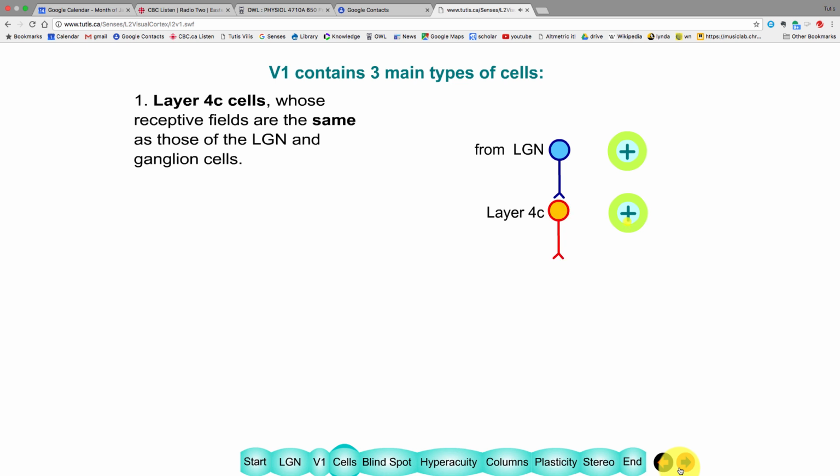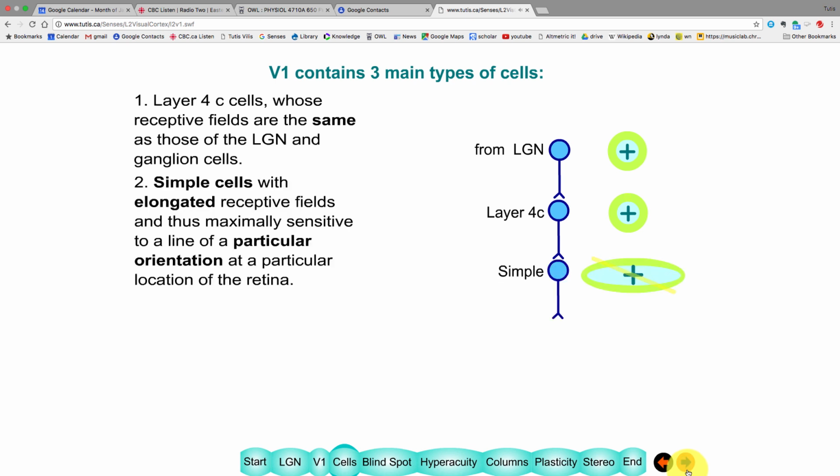Now, what kind of cells do you find there? Well, you find, again, first of all, cells very similar to what you found in the ganglion cells. They fire for something. This one here has an on-center, so it fires whenever there's a light in the center. You then also find, above and below layer 4C, these things called simple cells.